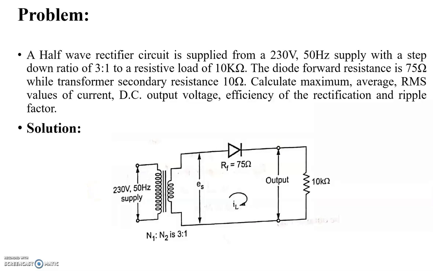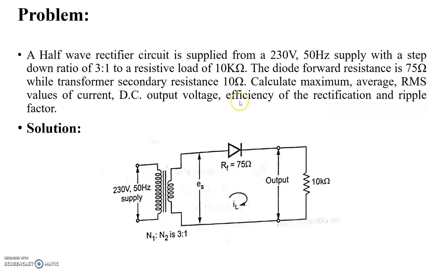The problem statement is: a half-wave rectifier circuit is supplied from a 230 volts 50 Hz supply with a step-down ratio of 3:1 to a resistive load of 10 kilo ohm. The diode forward resistance is 75 ohm while the transformer secondary resistance is 10 ohm. Calculate the maximum, average and RMS value of the current, DC output voltage, efficiency of the rectification and ripple factor.